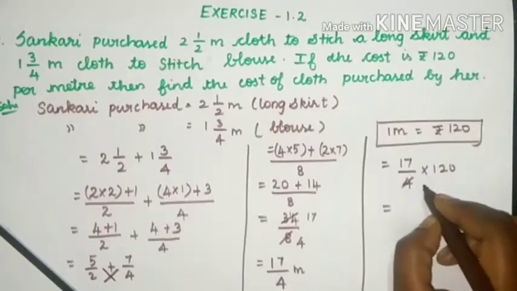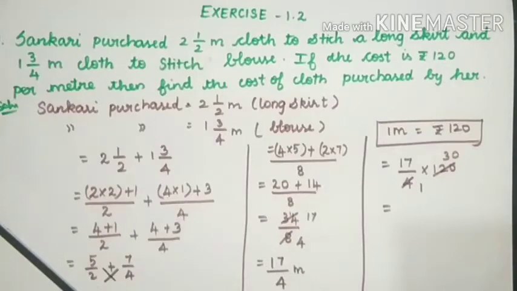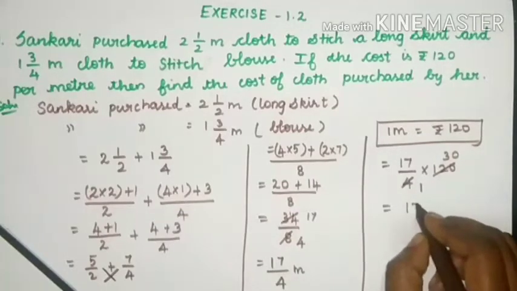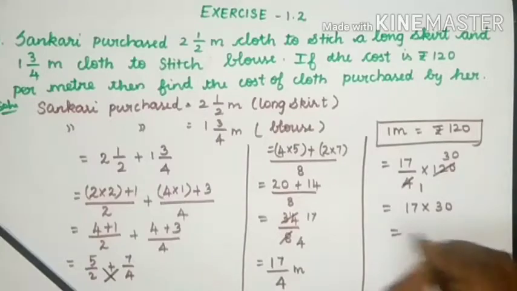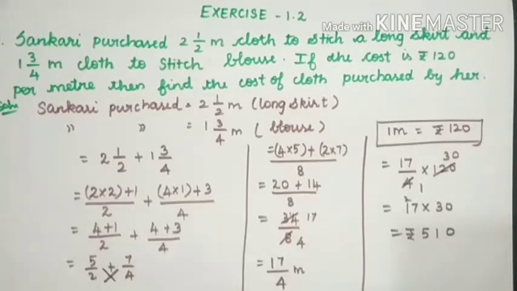Let's find. 4 ones are 4, 4 3s are 12, so 120. 17 into 30 is equal to 7 3s are 21. 3 ones are 3. 3 plus 2 is 5. So, the cost of cloth purchased by her is rupees 510. After finding the total length of the cloth, you have to multiply it with 120. You will get the answer as rupees 510.